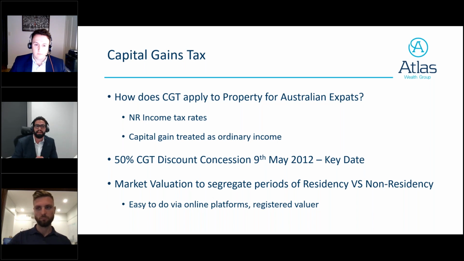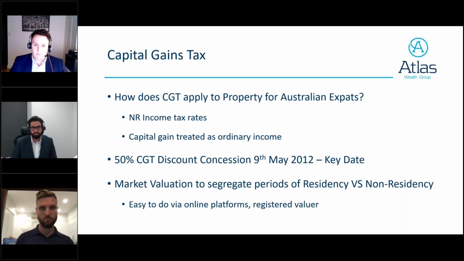But they're just taxed at our non-resident income tax rates. What are the non-resident income tax rates? Well, they're 32.5% on the first 120,000. Then it tiers up again for the next 70,000, where it goes up to 37%. And then anything over that final amount is 45%.